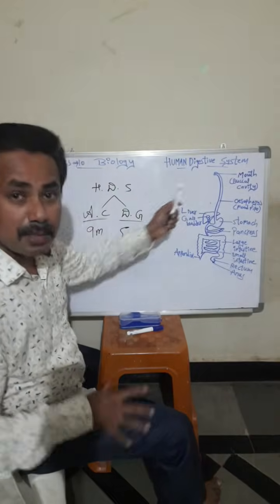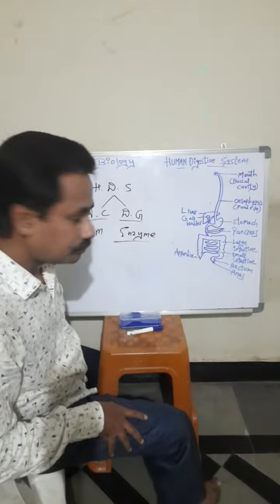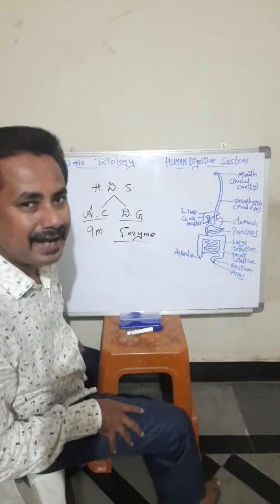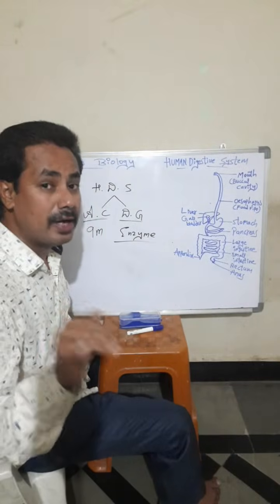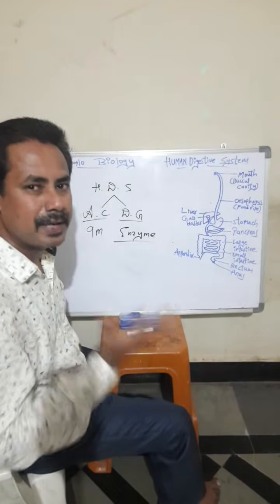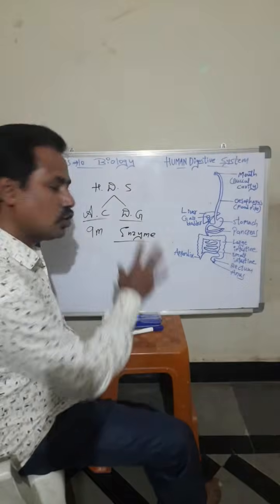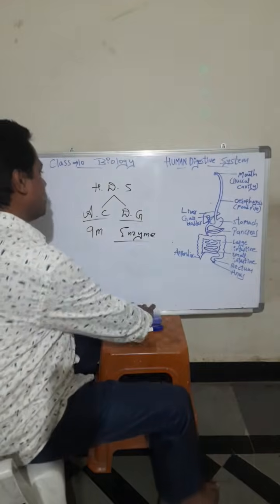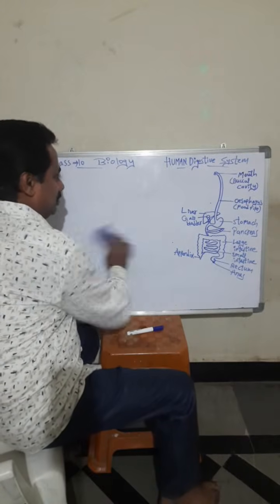The liver is the biggest gland in our body. The pancreas is also a gland. The small intestine walls also have intestinal glands which release chemicals, enzymes, helpful for the breakdown of food. So let's begin today's session, students. That is the human digestive system.